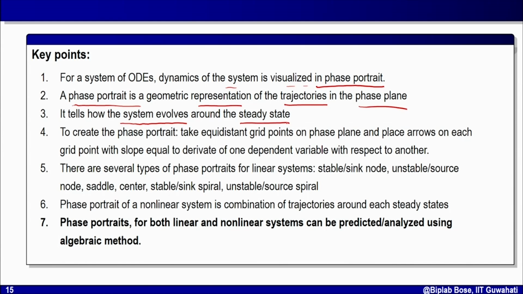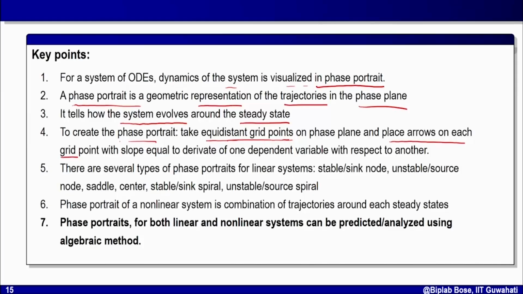And remember, I am getting the steady state through the intersection point of the null lines. To create the phase portrait, what I have to do is divide the phase plane into an equidistant grid of points, and then place arrows on each of these grid points, and the arrows will have slope equal to the derivative of one dependent variable with respect to the other at that point. So if I am drawing the phase portrait in a y versus x plot, then I will have the slope equal to dy/dx.